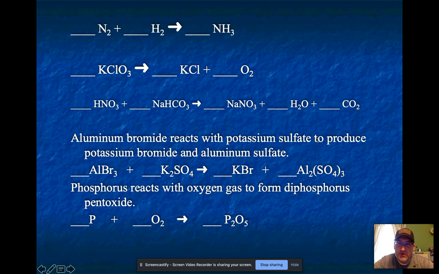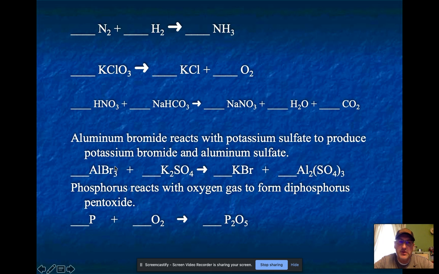Remember the produce or the yield or forms, that's going to be your arrow. That's going to be your yield sign. And your other two substances, potassium bromide, potassium's K+, bromide Br-, and so you get KBr. And aluminum sulfate, Al is a +3, sulfate's a -2. So when you crisscross those charges, you get Al2(SO4)3, the quantity taken 3 times.